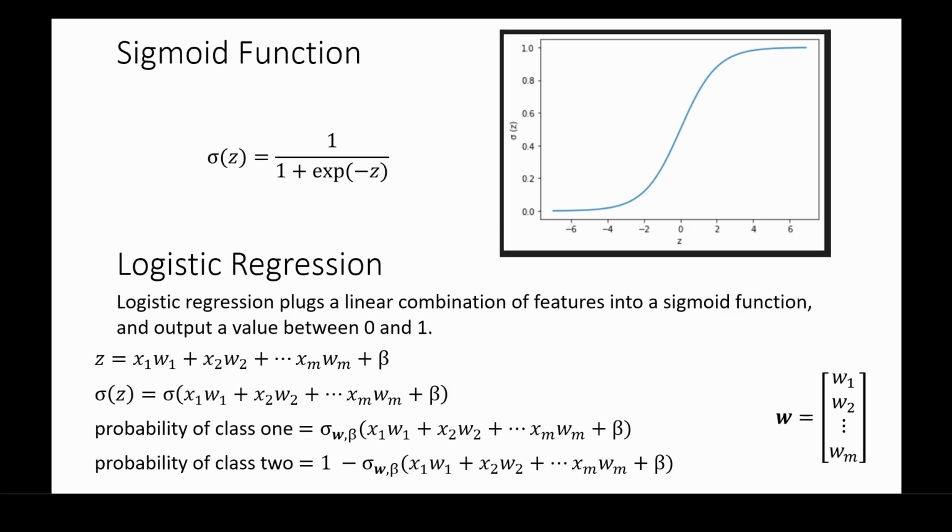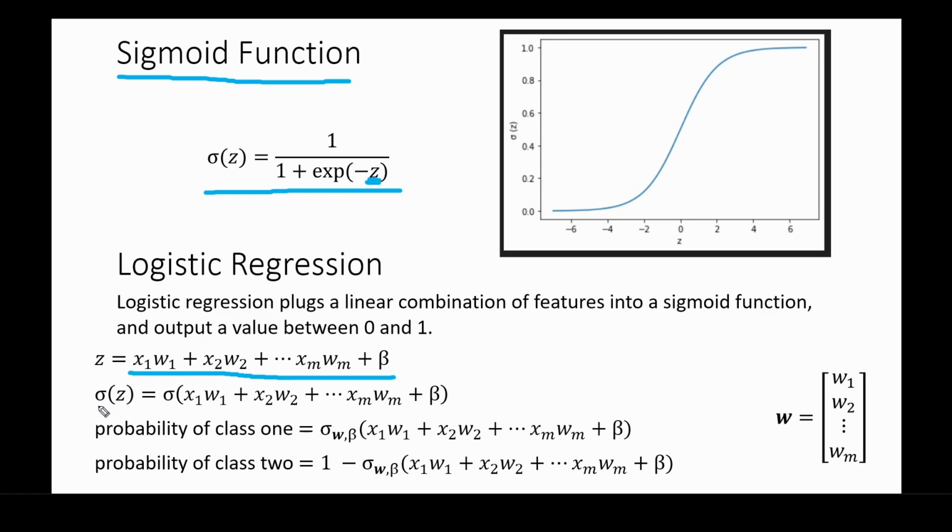A quick review on logistic regression. The backbone of logistic regression is really the sigmoid function, which looks like this. If we treat the sigmoid function as a function of z that goes from minus infinity to plus infinity, then the sigmoid function output goes from 0 to 1. And this z in logistic regression is nothing but a linear combination of our input features. So x subscript 1 is feature number 1, x subscript 2 is input feature number 2, etc. And then beta is the intercept.